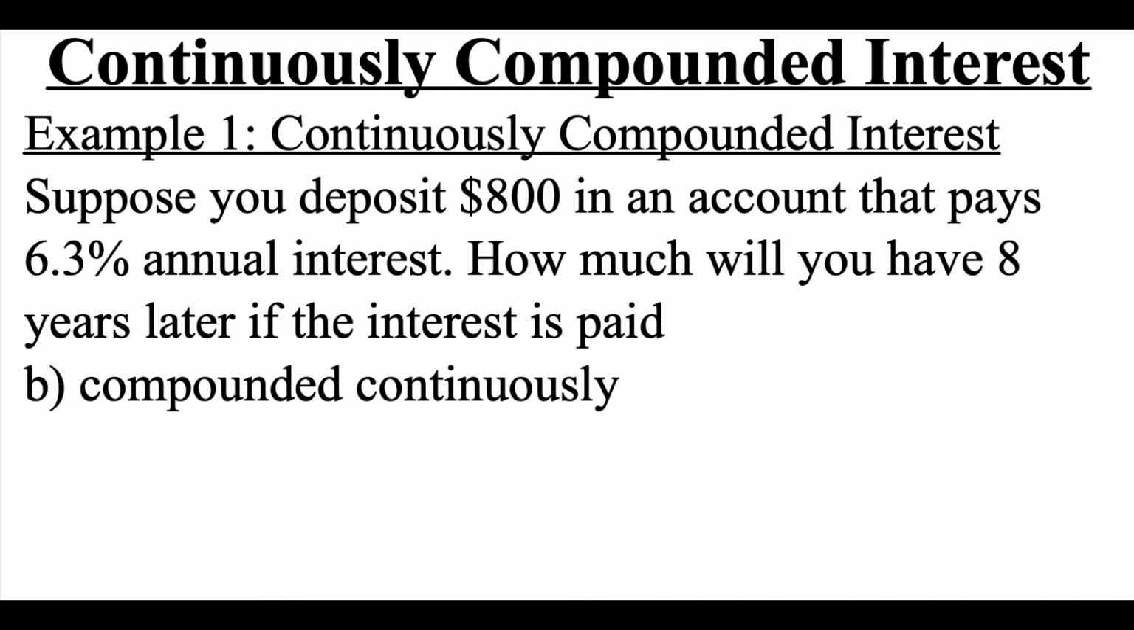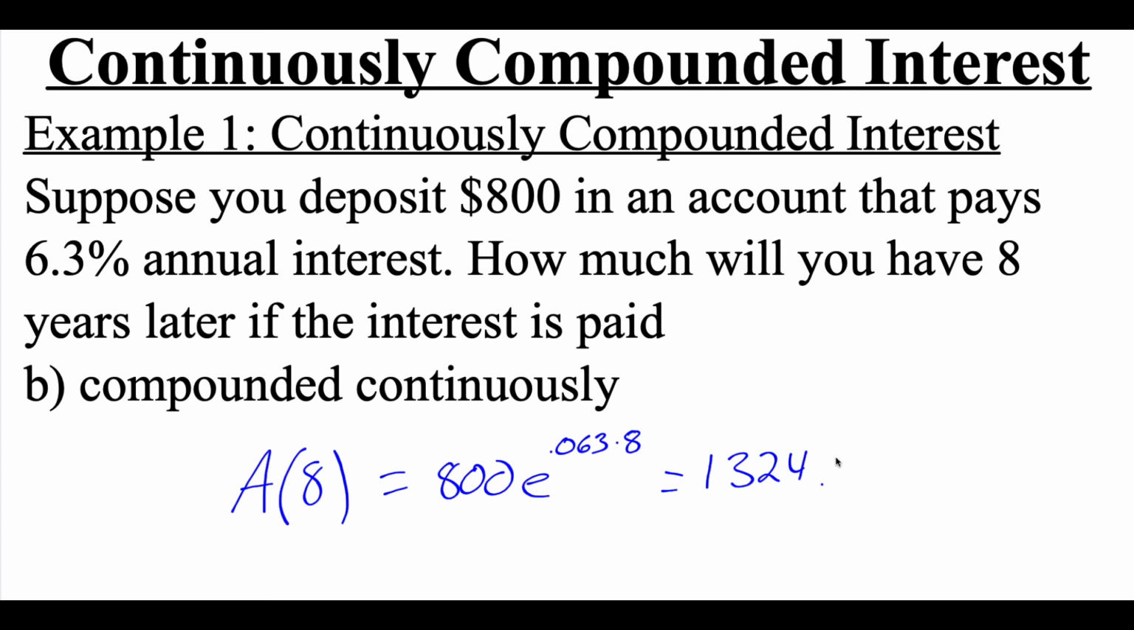Now, if we switch that up and instead look at this compounded continuously, everything else is exactly the same. $800, 6.3% interest for 8 years, but we're doing this one continuously. So now if we use our continuously compounded formula and look at A of 8, then that's going to be our 800 times e raised to the power of the rate, so 0.063 times the number of years, 8. So now if we type that right-hand side into our calculator, we're going to get $1,324.26 if we round that off.